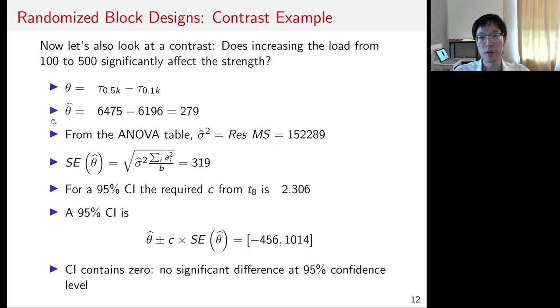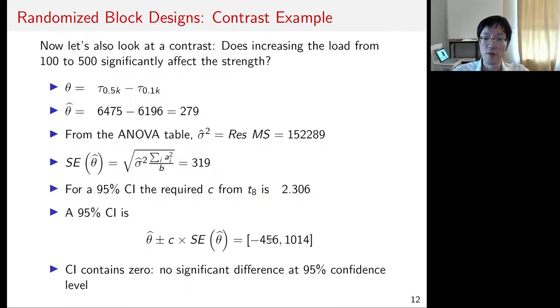This slide carries it out. It looks at the difference between the treatment effect at 500 versus the treatment effect at 100. The estimate of that is the difference in the two treatment means. We also need the estimate of sigma squared, so we pull that from the ANOVA table. Remember that sigma squared hat is simply the residual mean square. From there, we plug it into the formulas we saw last time to get the standard error of the contrast. The t distribution we need has (t minus 1) times (b minus 1) = 8 degrees of freedom, and from there we get the critical value needed for the confidence interval, 2.306. That's the constant we multiply on the standard error.